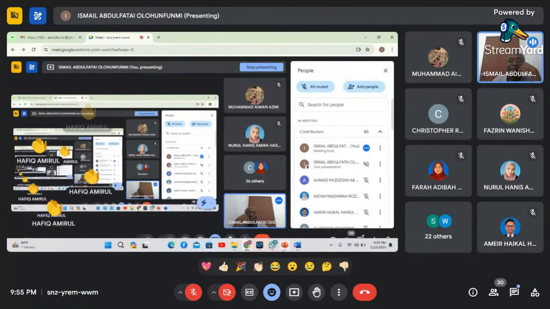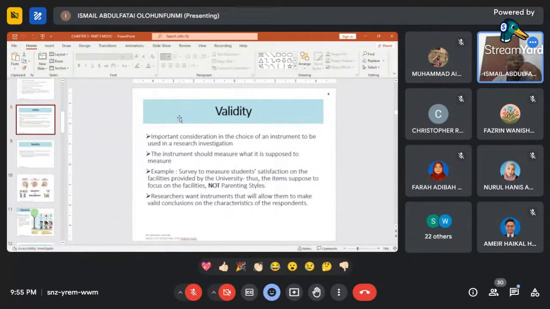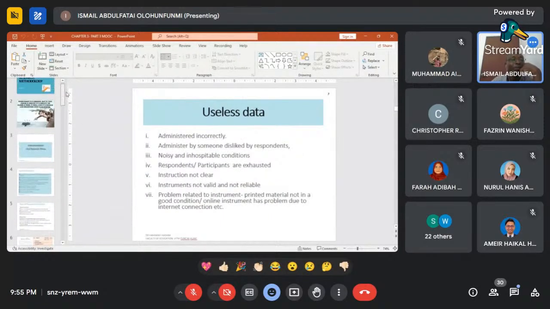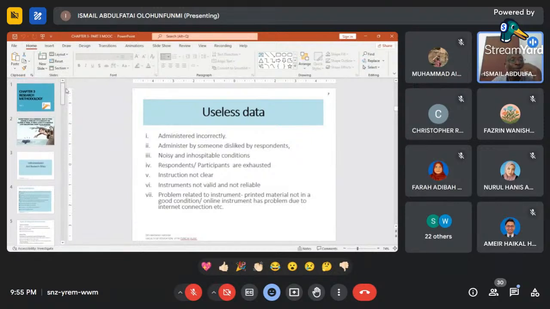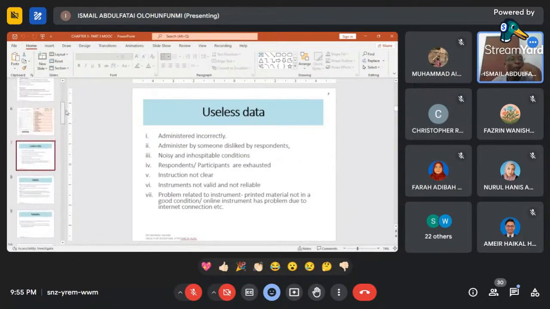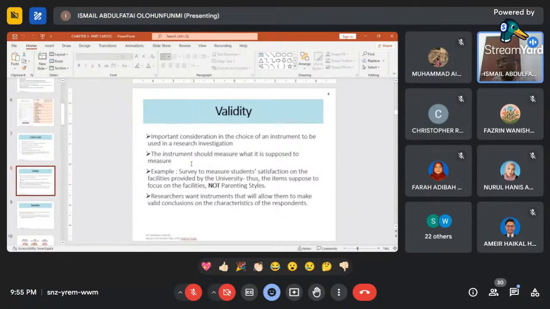So let's continue. The next thing is that we have talked about the instrument, we have talked about types of instrument, we have talked about useless data. Now, the next is what is called validity.